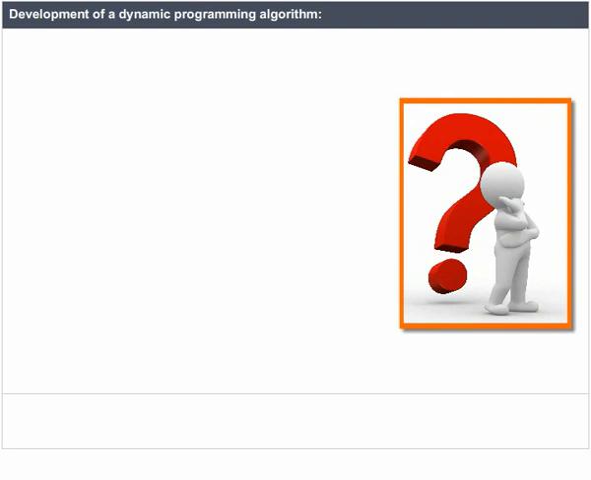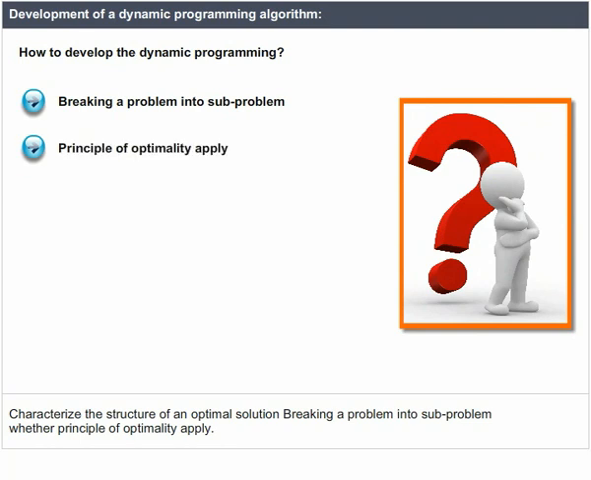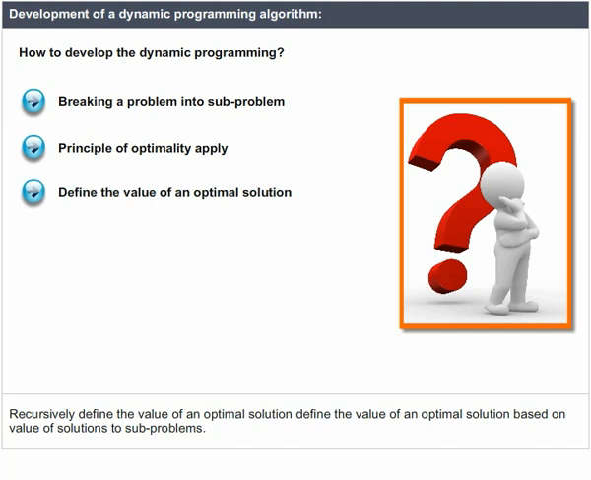Development of a dynamic programming algorithm. How to develop the dynamic programming algorithm. Characterize the structure of an optimal solution. Breaking a problem into sub-problems. Whether the principle of optimality applies. Recursively define the value of an optimal solution based on the value of solutions to sub-problems.